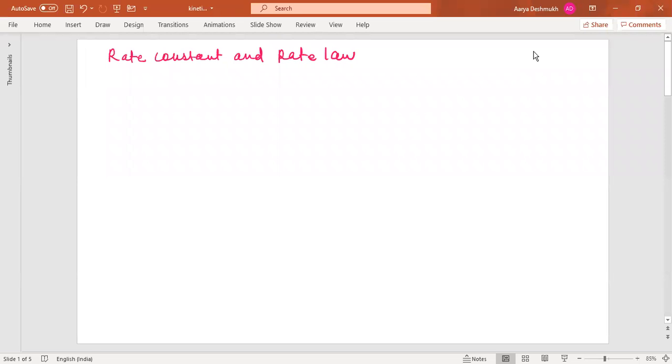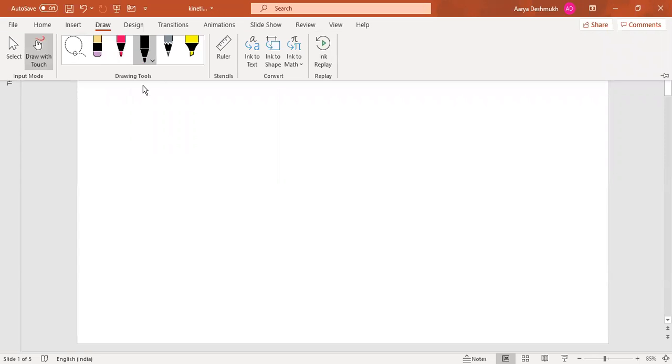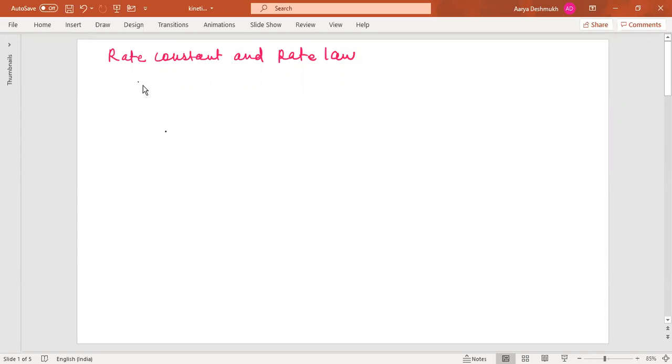Let us start with the next lecture, that is rate based on rate constant and rate law. Now, if you consider a general reaction where the coefficients are given in small a and small b, and capital A and B are the reactants, to give C and D as products. So here you can see this is an irreversible reaction. When I write this forward arrow, it means it is an irreversible reaction.